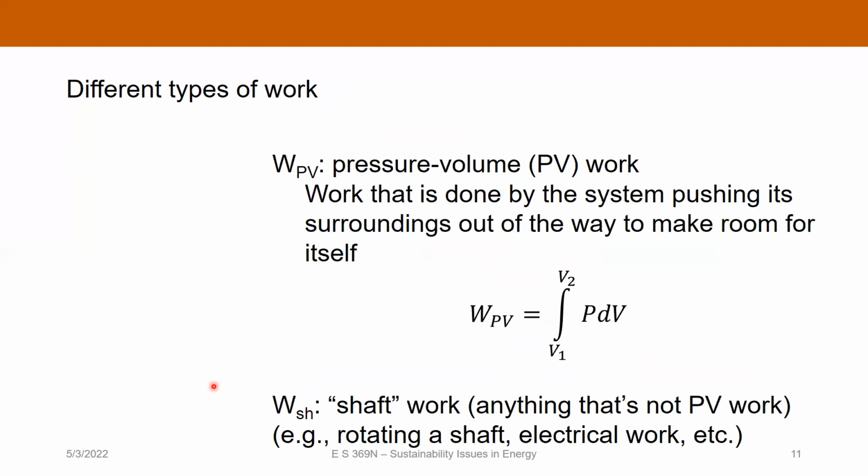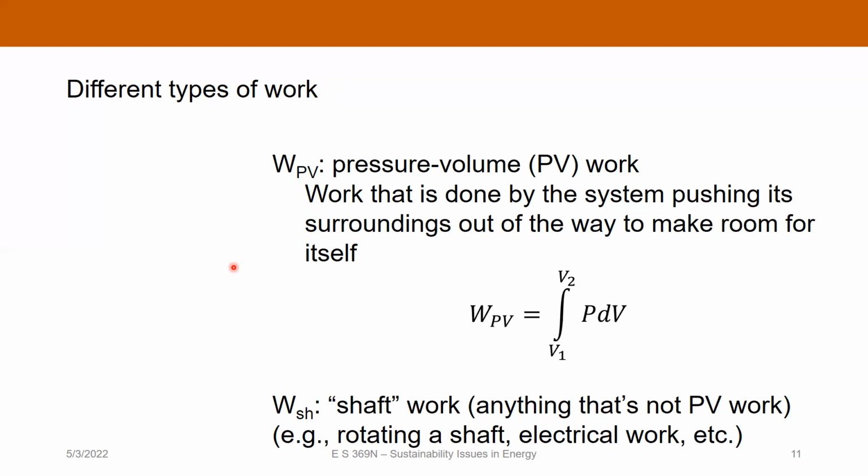Okay, now, just like there's different types of energy, there's two flavors of work that we have to worry about. There's what's called pressure volume work, or sometimes PV work. And this is work that is done just by the system changing its volume. So for the system to change its volume, it's got to push away the stuff that's surrounding it to make room for itself.